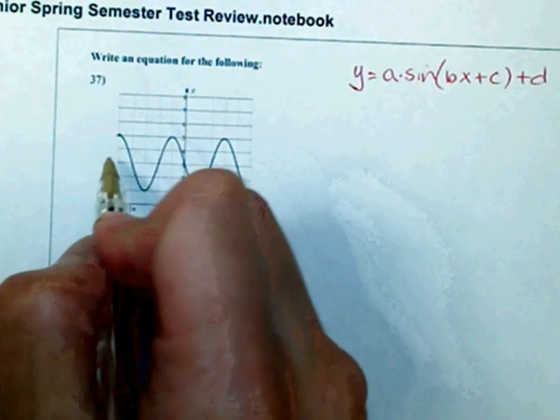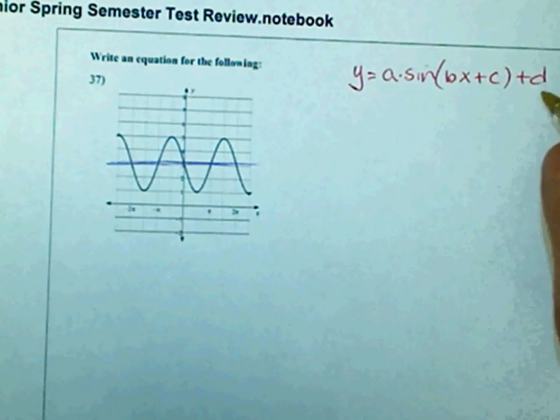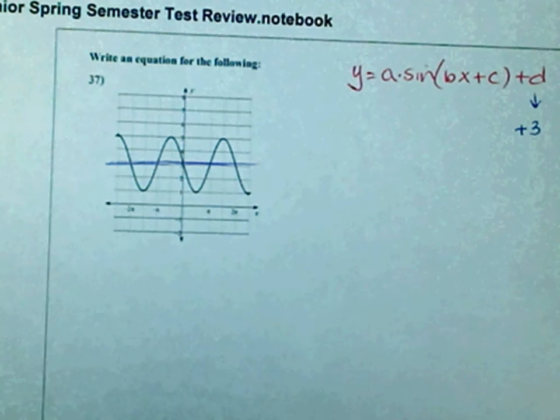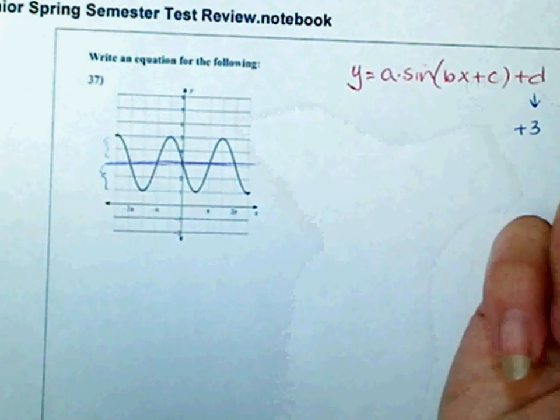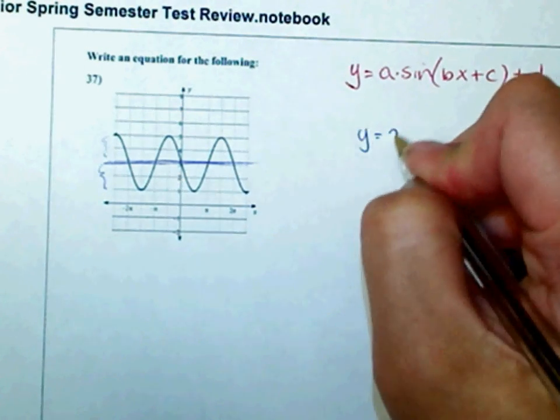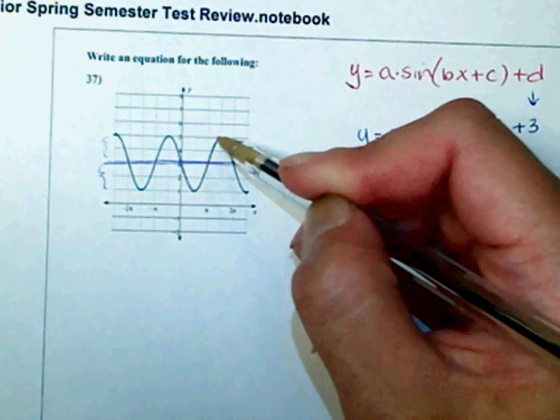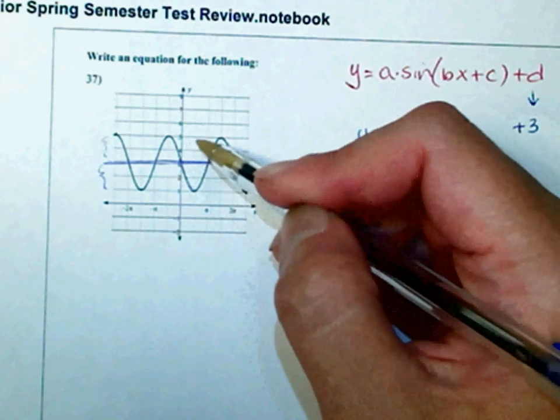Well, you went up 3, so I'm going to write a plus 3. Your amplitude is 2. You guys see that? So y is equal to 2. Now, look at this right here. You see how you're going down and coming back up from 0 to 2 pi? If I went this way, that's a sine, but since I went in the opposite direction, this becomes negative sine.